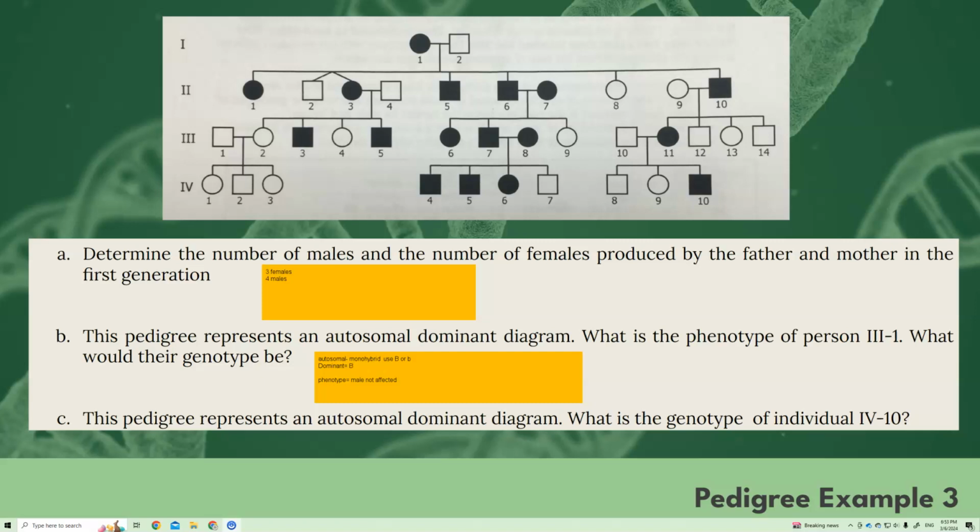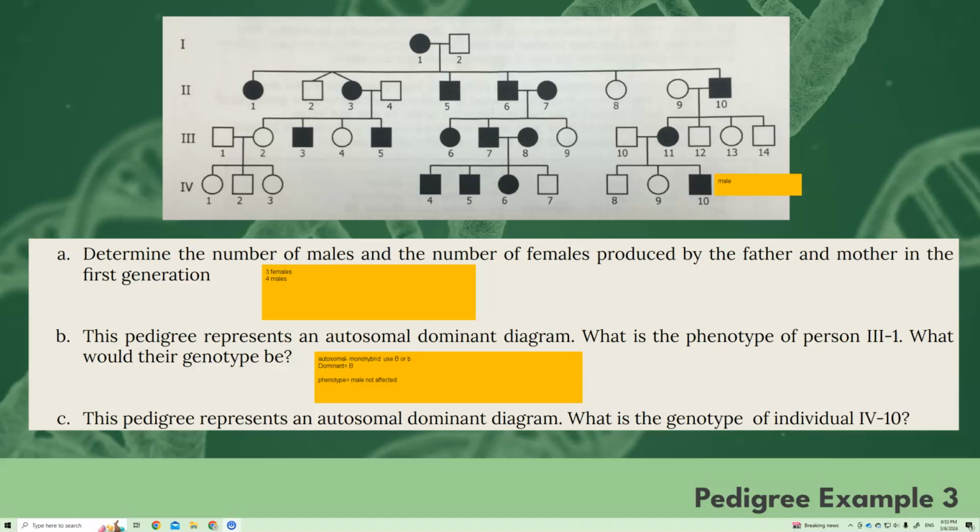This contrasts to the next one, which is individual 10-4 over here. This individual is also male, but this time they're affected. It is colored in, and we need to figure out their genotype.